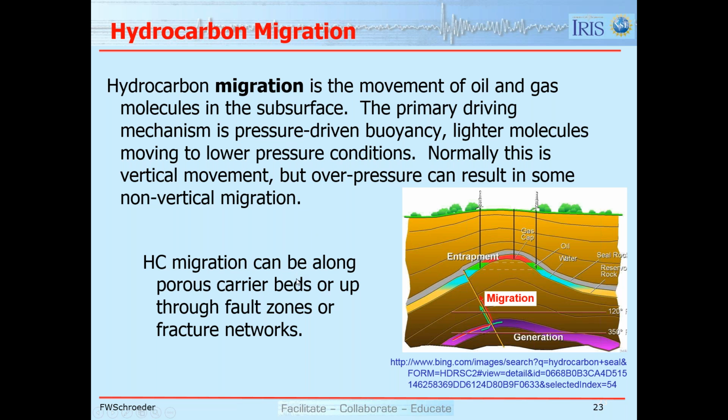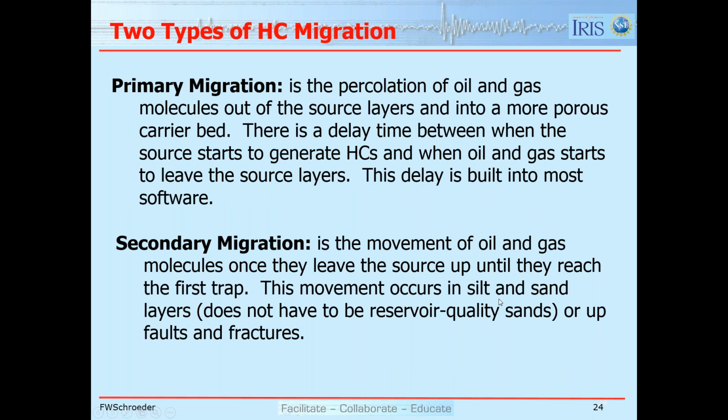So hydrocarbon migration can be along porous carrier beds, or it can be up through fault zones or through fracture networks. So here's the diagram I showed a little earlier. We have hydrocarbon moving up the fault and charging the reservoir quality sands that have a trapping geometry at the crest of the anticline. So we'll talk a little bit more about hydrocarbon migration.